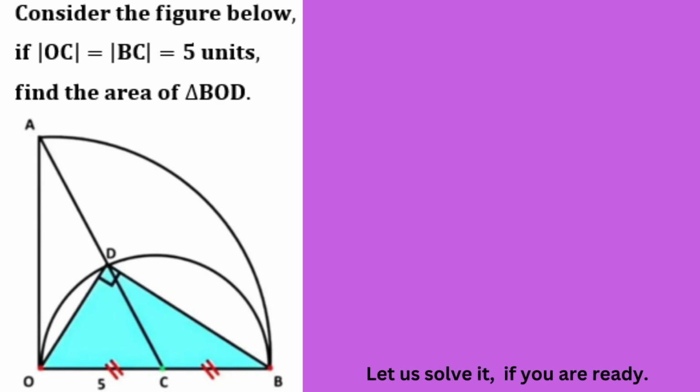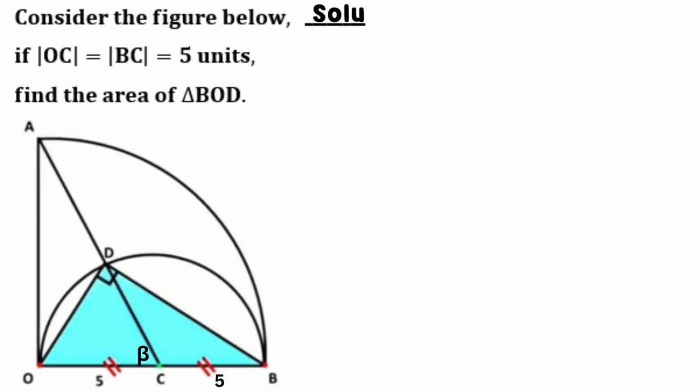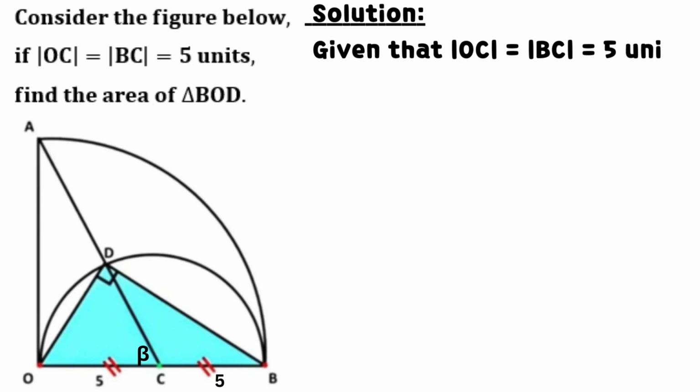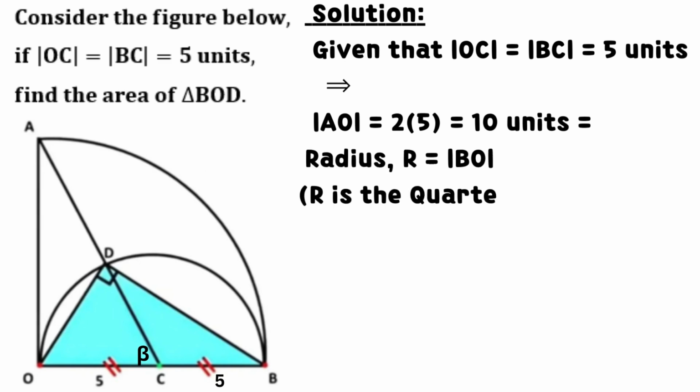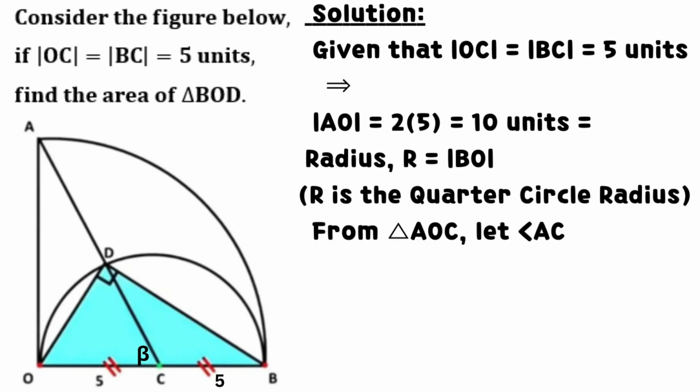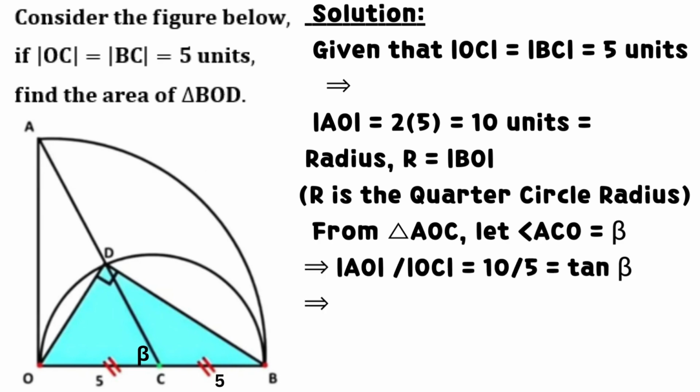Find the area of triangle BOD. Given that OC equals BC, which equals 5 units, it implies that AO equals 10 units, which equals radius R. R equals BO. R is the radius of the inscribed blue quarter circle.